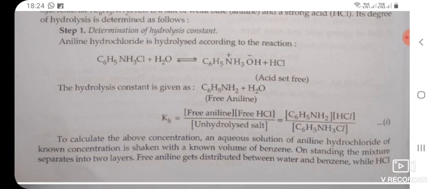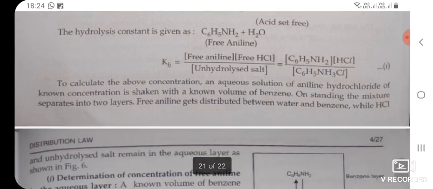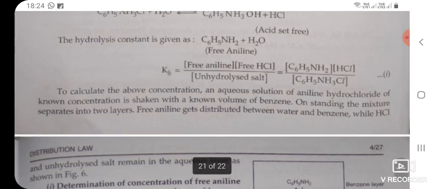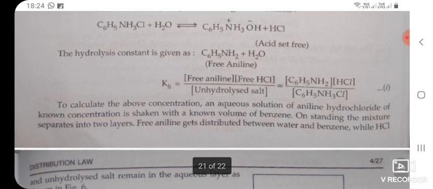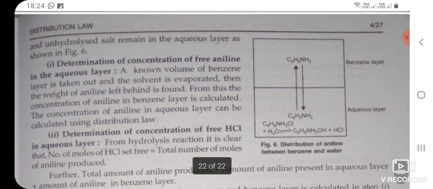To calculate the above concentrations, an aqueous solution of aniline hydrochloride of known concentration is shaken with a known volume of benzene. On standing, the mixture separates into two layers. Free aniline gets distributed between water and benzene, while HCl and unhydrolyzed salt remain in the aqueous layer, as shown in figure 6.